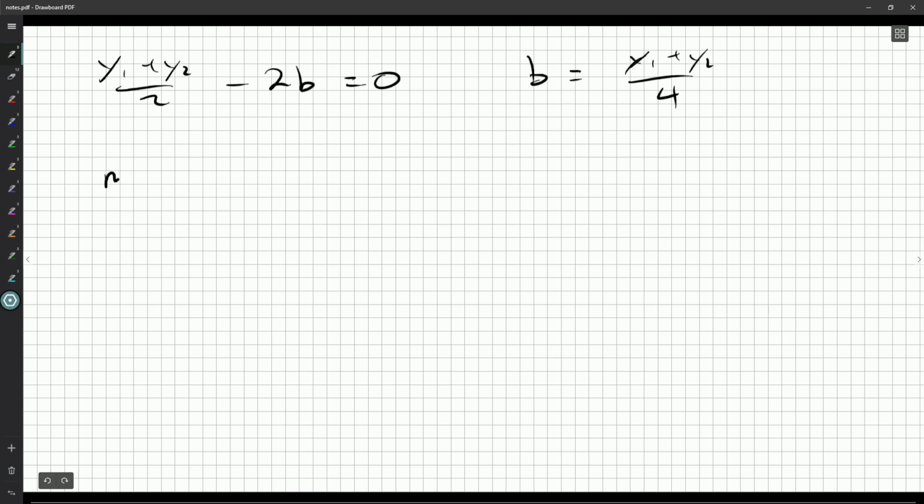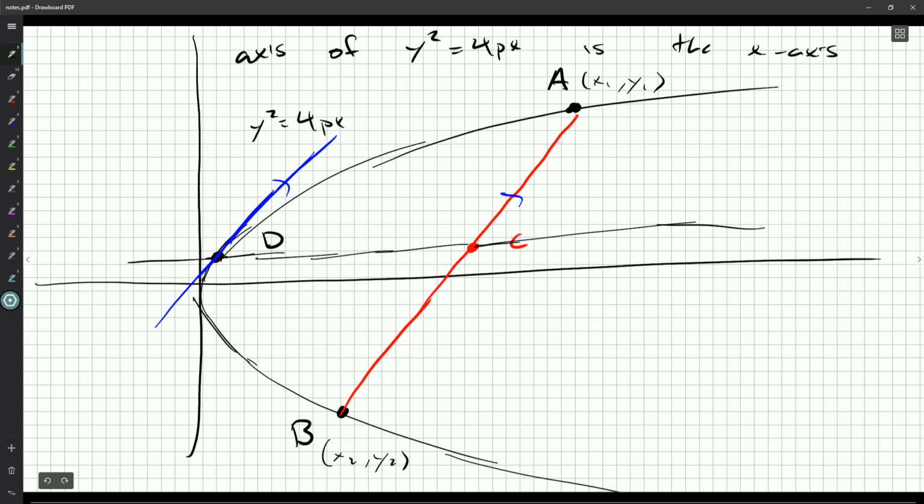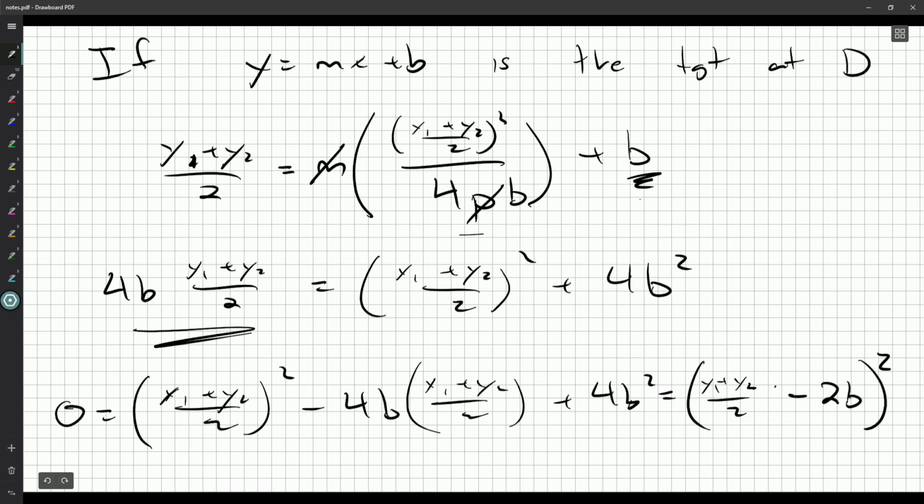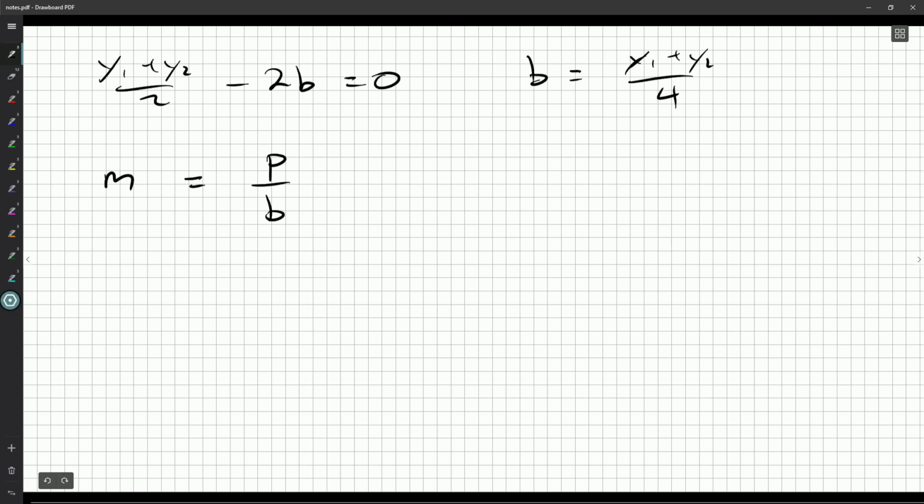What I'd like to understand is m. M is the slope of the tangent line, and we're trying to show that it's parallel to AB. So we'd like to show that m is equal to the slope between A and B, which we actually haven't talked about. This slope here is, you just do rise over run. So I need to show m is this value. That's what we gotta go for. All right, so m is p over b. So 4p over y1 plus y2.